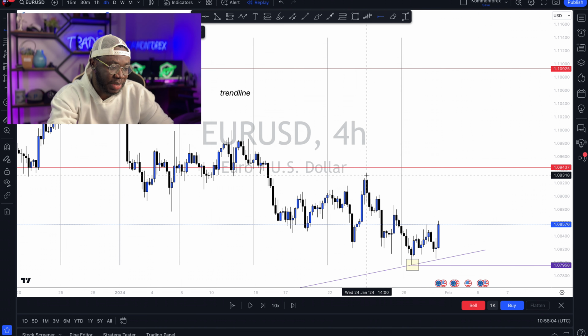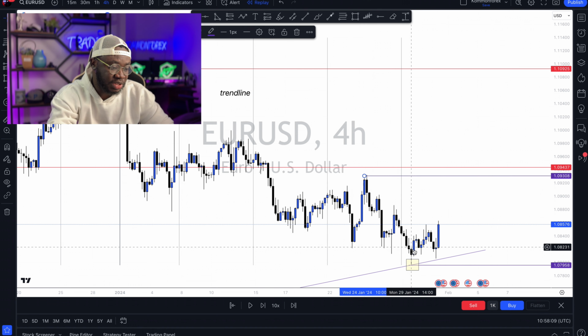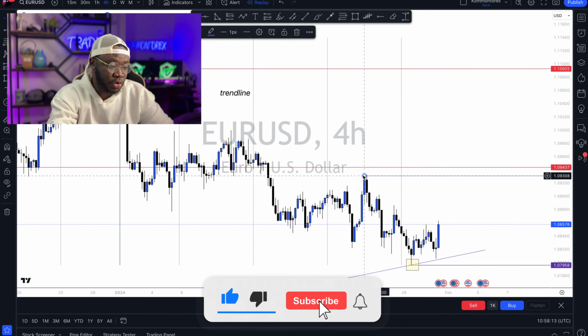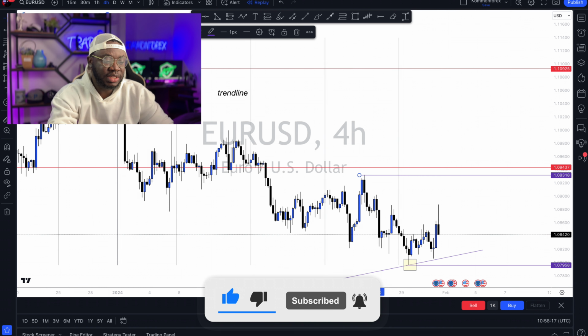You remember what I always say? What I always do is I mark out my resistance, my most recent high, my support, my most recent low within the week as well. And then I wait and see how the market will actually react to all these key levels. So I simply just wait and see how the market does.